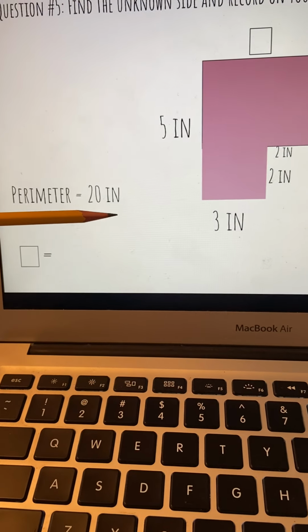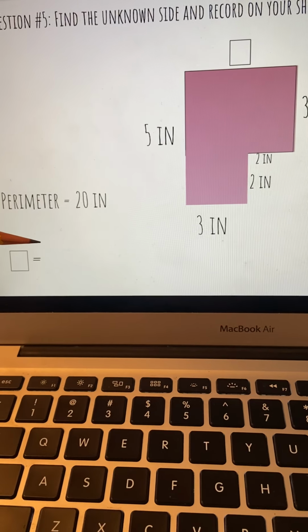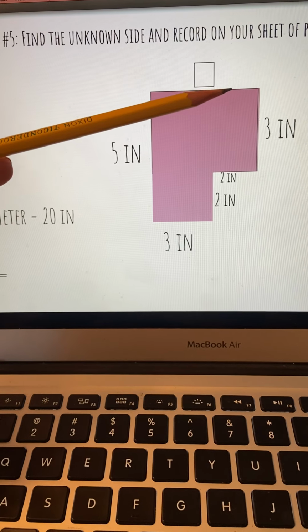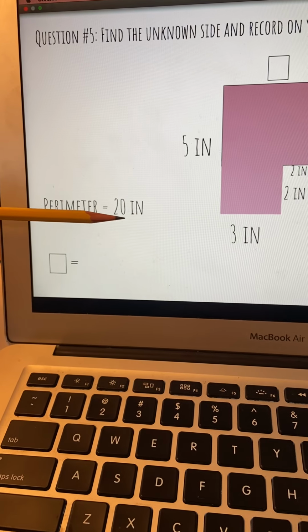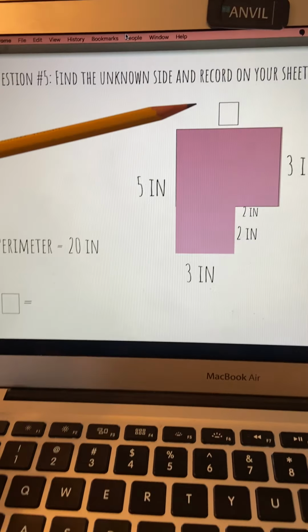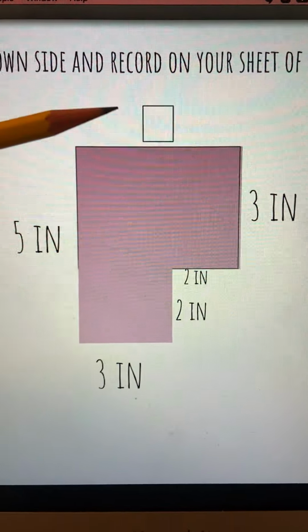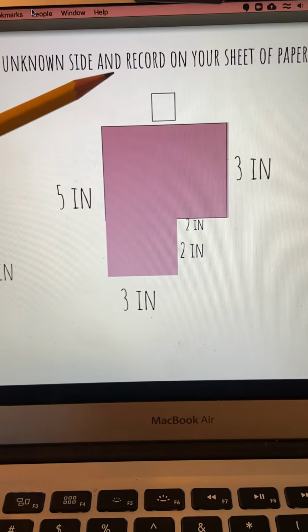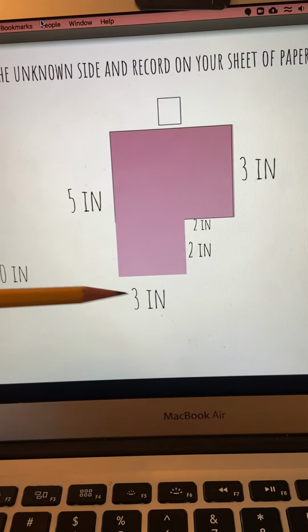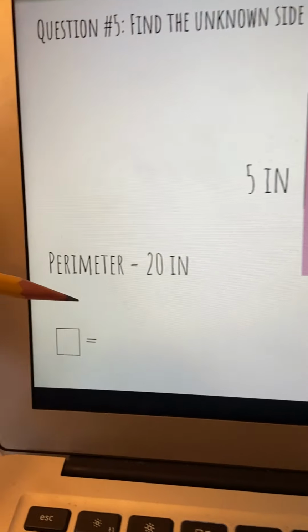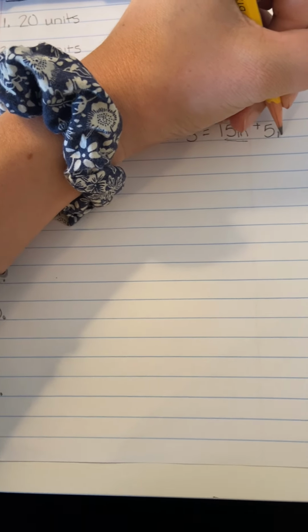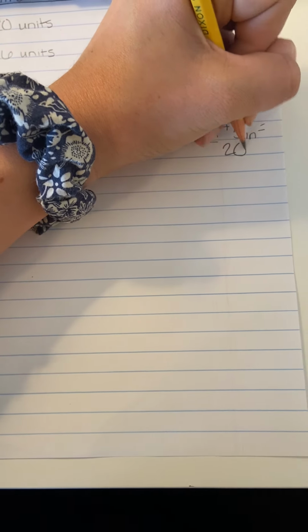And the total perimeter of this composite figure is 20 inches. So if these sides are 15 inches and the total perimeter is 20 inches, what do you think this unknown is? Well, I know 15 inches plus 5 inches is 20 inches. So if I plugged in 5 inches here, then the perimeter of the figure would be 20 inches. And that is what I'm trying to figure out. So that works. If I add 5 inches, I would get 20 inches.